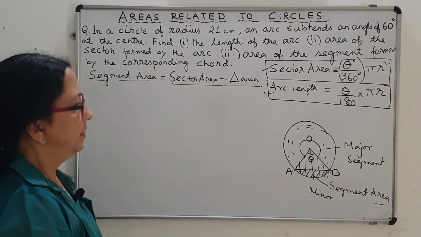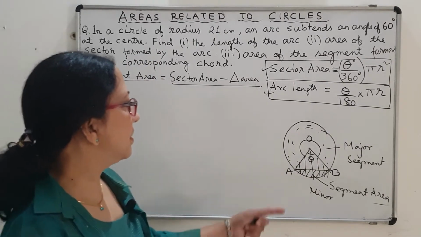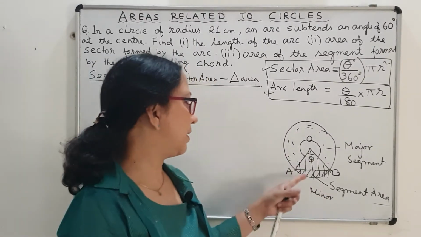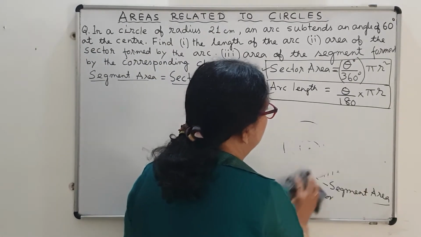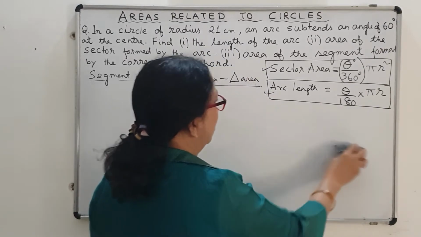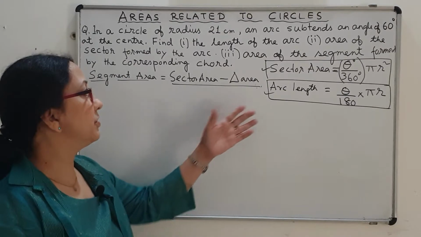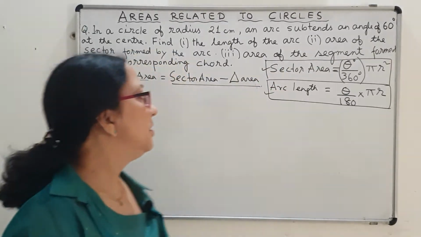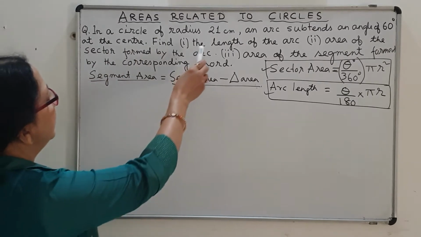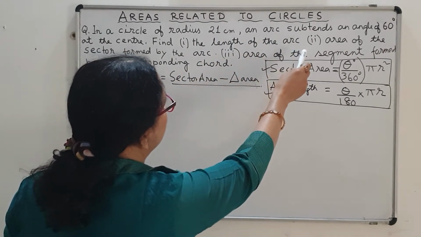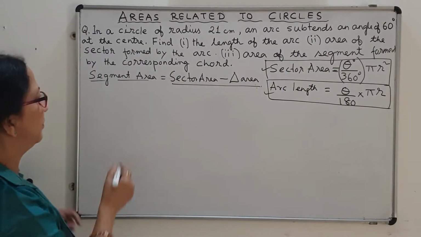Okay. So I think these basic areas related to circles are your sectors and segments. I think it is clear to you, and I have written the formula also. So now let us solve a question that I have taken so that I can show you the applications of this formula. So what is the question? In a circle of radius 21 centimeter, an arc subtends an angle of 60 degree at the center. So let me draw the figure first.